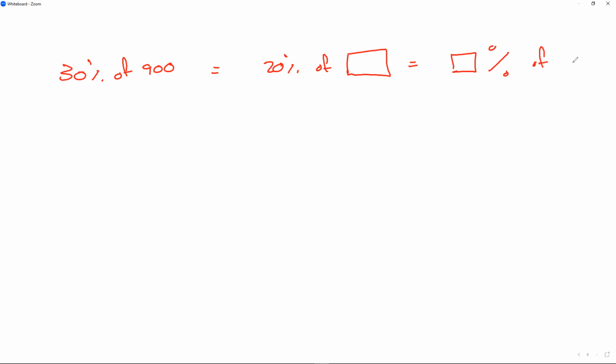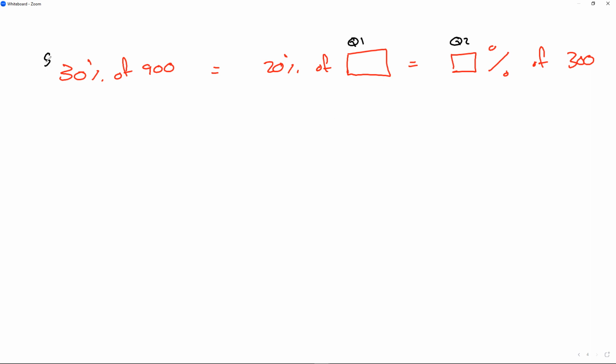Let's try another one. Suppose I've got 30% of 900, and I want to make it equal to 20% of some number, and I want to make that equal to some percent of 300. The first thing I'm asked is, what will this number be? And the second thing is, what will this percentage be?